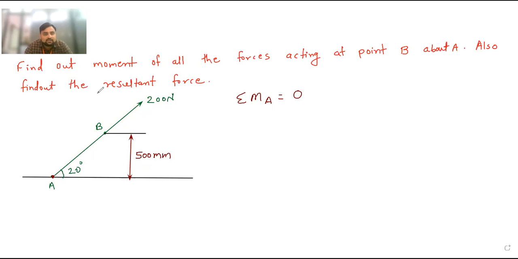So now the next point is find out the resultant force. So to find out the resultant force, I will resolve this force into two components. One is parallel to y, another is parallel to x. So these are our two components. Then if this angle is 20 degree, then this angle must be 20 degree. These two are the corresponding angles. So this will become 200 sin 20 and this will become 200 cos 20.